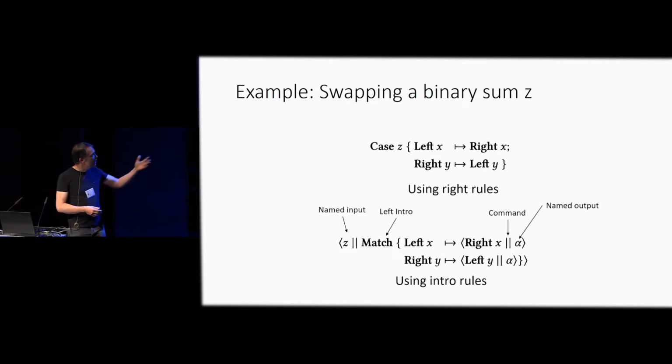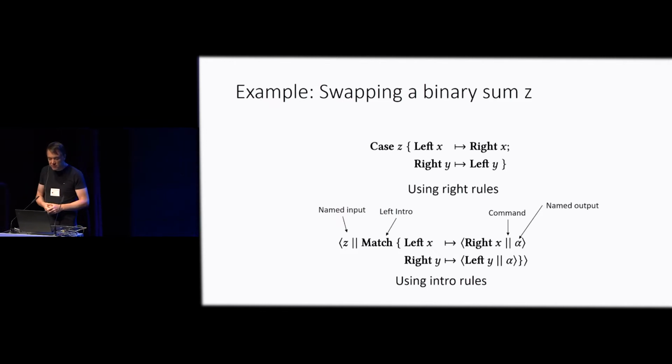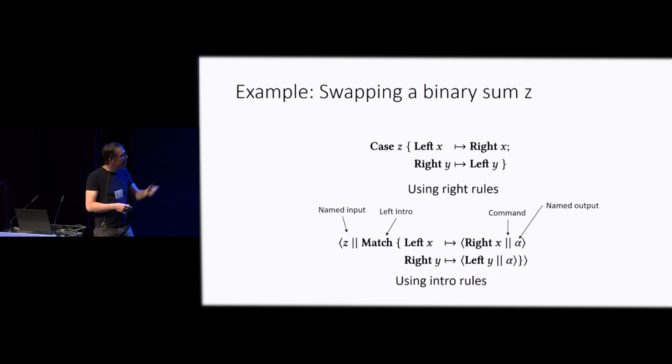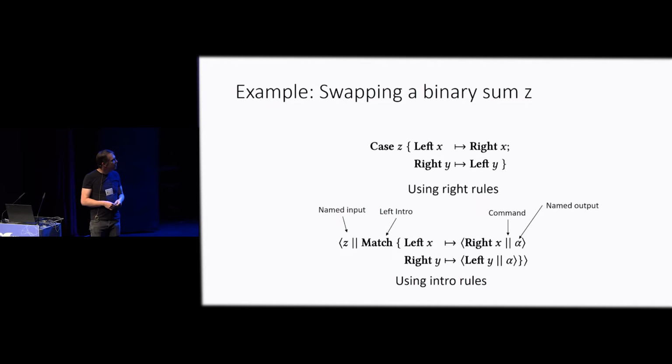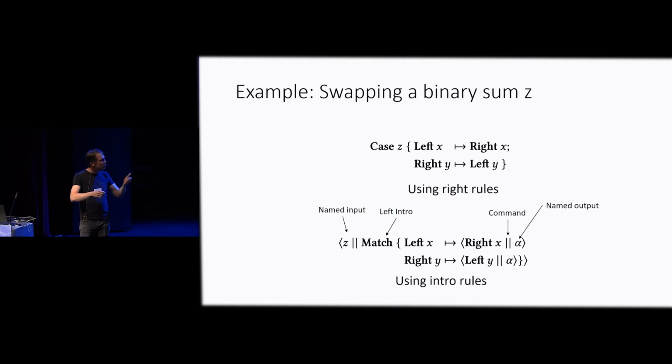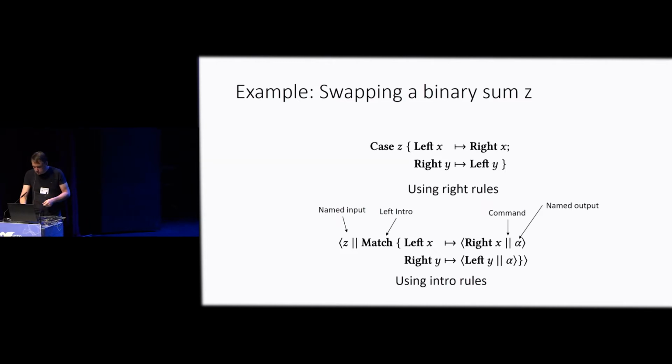And here we see this match. That's the left introduction rule of the sum, and we put it against the input z, and then in the bodies of the pattern matches, we have again commands that send the result, right x, to the output alpha. So in this setting we have named output. We no longer have an implicit output, but we need to give every output a name.